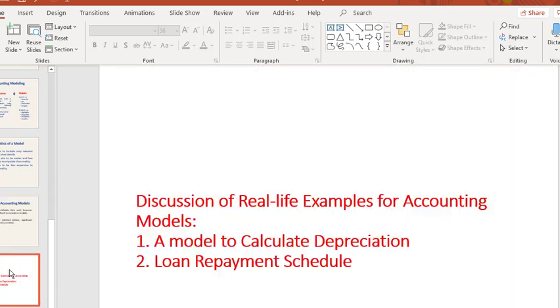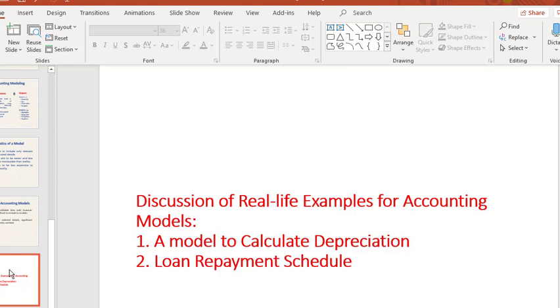Okay, now we'll have a look at the examples again. Two examples. One example I already explained. We'll have a look at these two examples as examples of accounting models. We will later discuss how to develop this model. So far I have explained the nature of accounting modeling, just to make you familiar with accounting models.